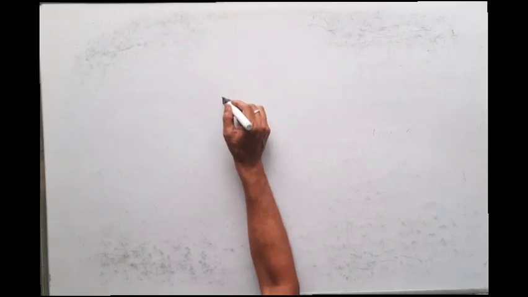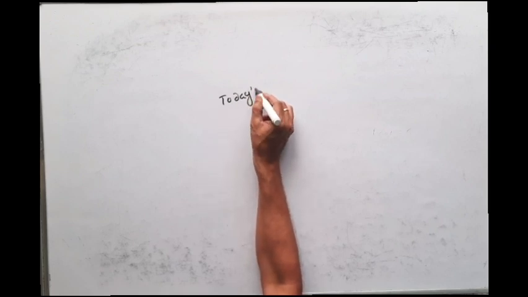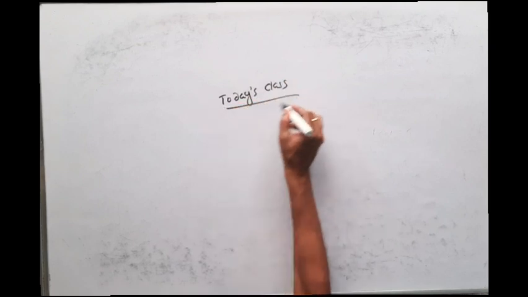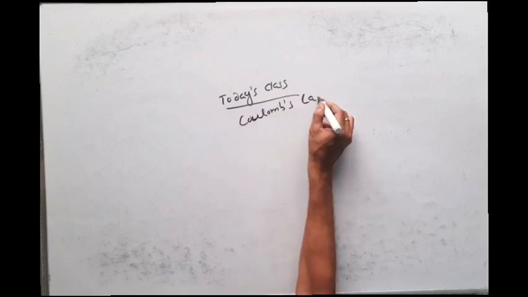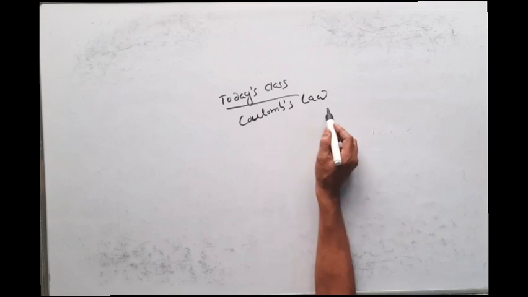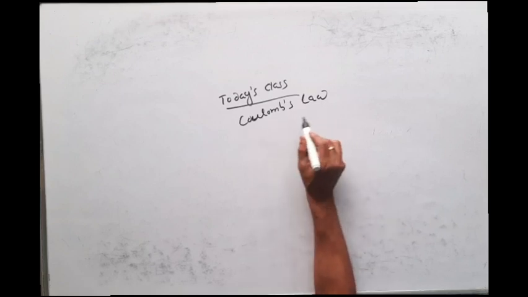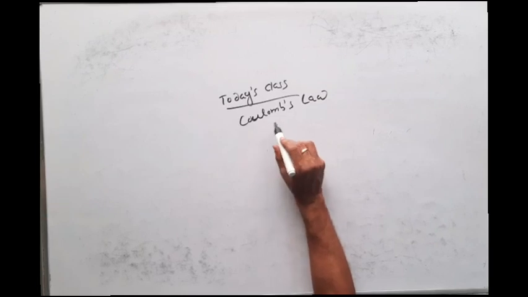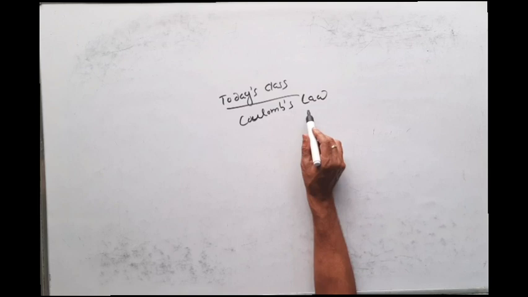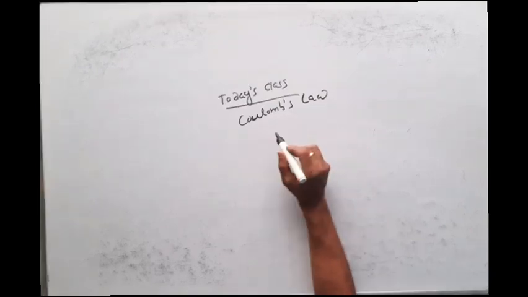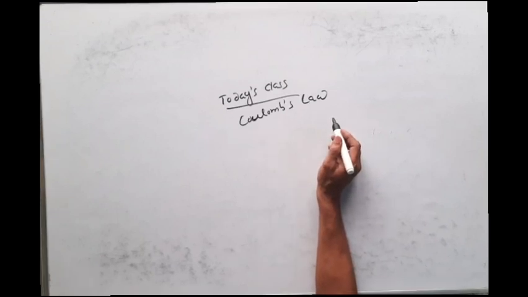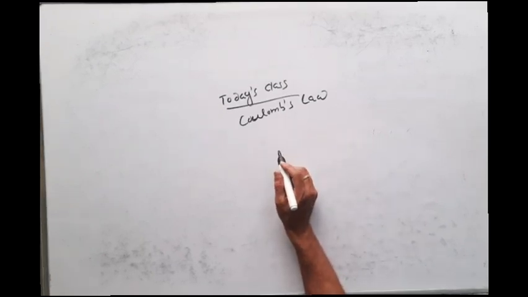So in today's class, I discussed Coulomb's law, the qualitative definition, quantitative definition, then Coulomb's law in vector form. Then we discussed the properties of Coulomb's law, similarity and dissimilarity between Coulomb's force and gravitational force, and we solved some numericals. So with this I am concluding today's class, and next class we will start electric field.